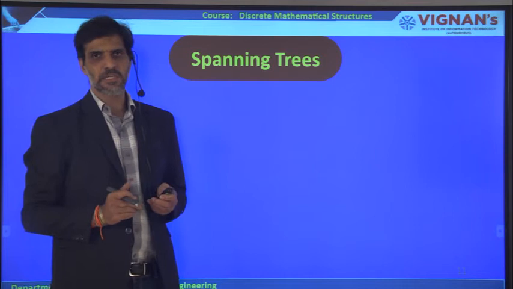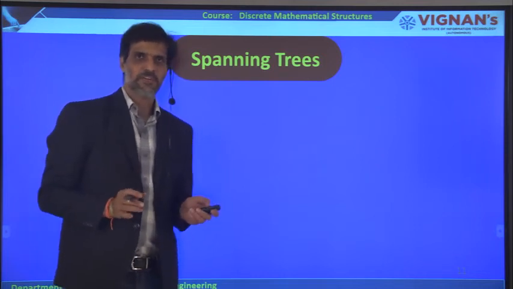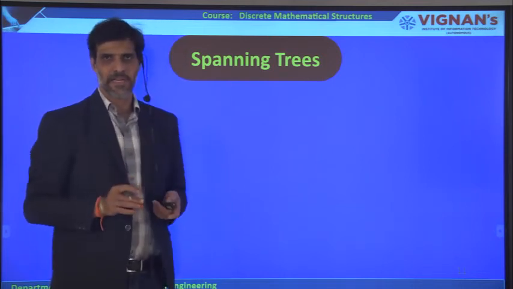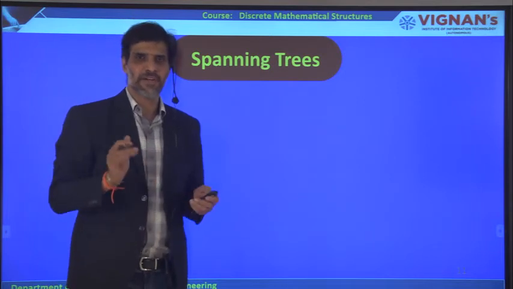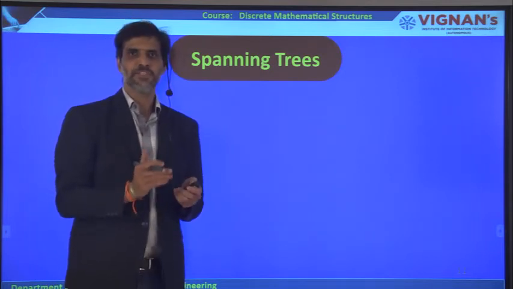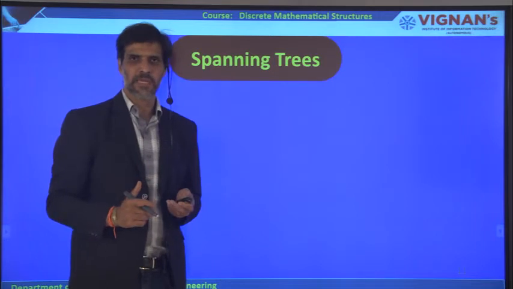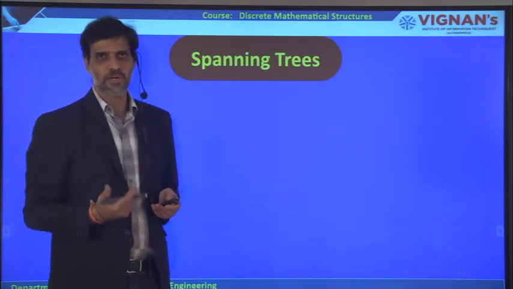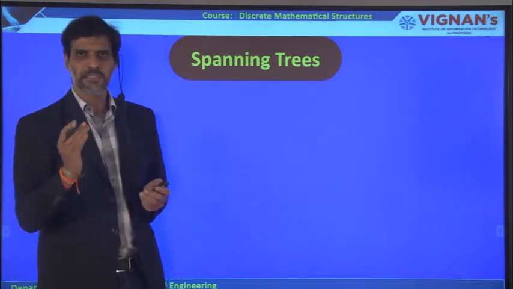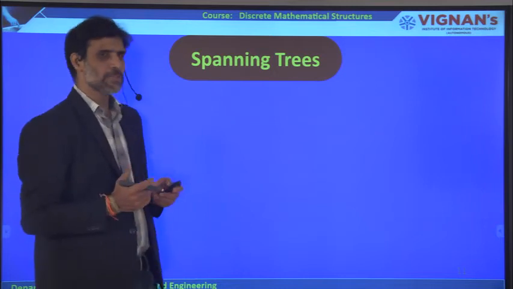Till now we have discussed graphs. What is the difference between a graph and a tree? The main difference is that in a graph you may have loops or cycles, but in a tree you don't have any loops or cycles. So what do you mean by a spanning tree?